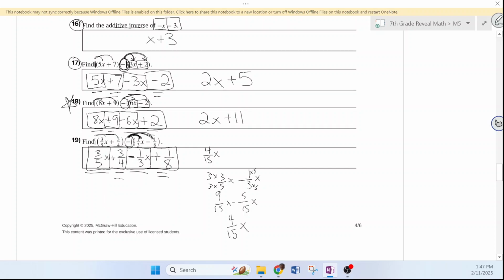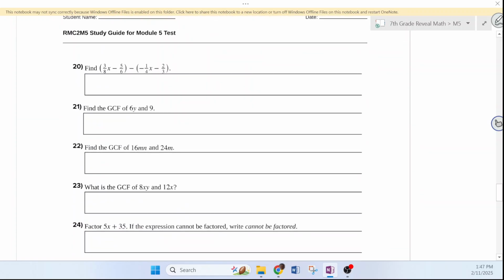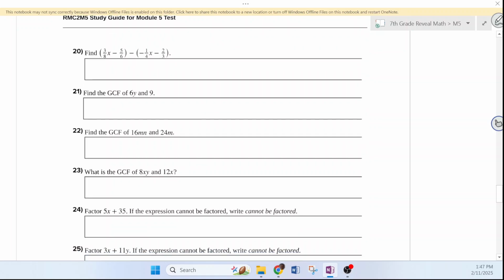So that's 3/4 plus 1/8, which becomes 6/8 plus 1/8, that's times 2 and times 2, right? To get to the eighths, that gives us 7/8. Okay, so 4/15 x plus 7/8. There's our answer there. All right, we are moving. All right, I'm going to have to pause there and pick it up in a little bit.